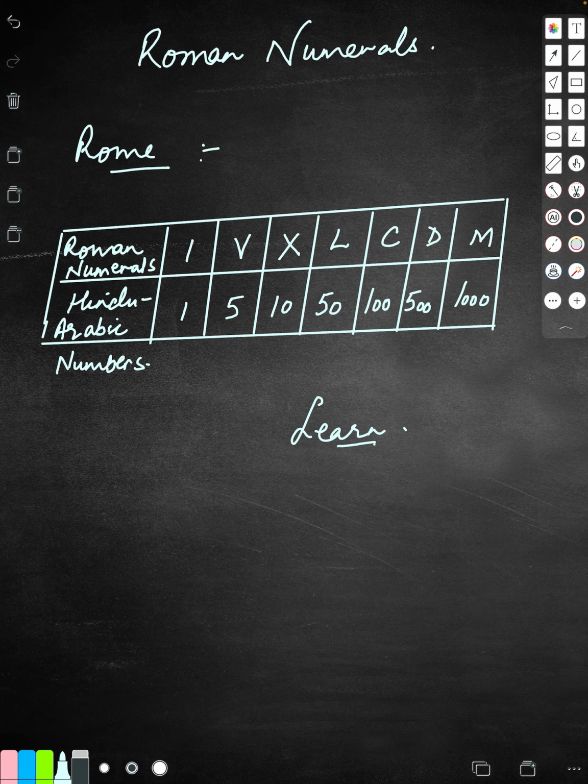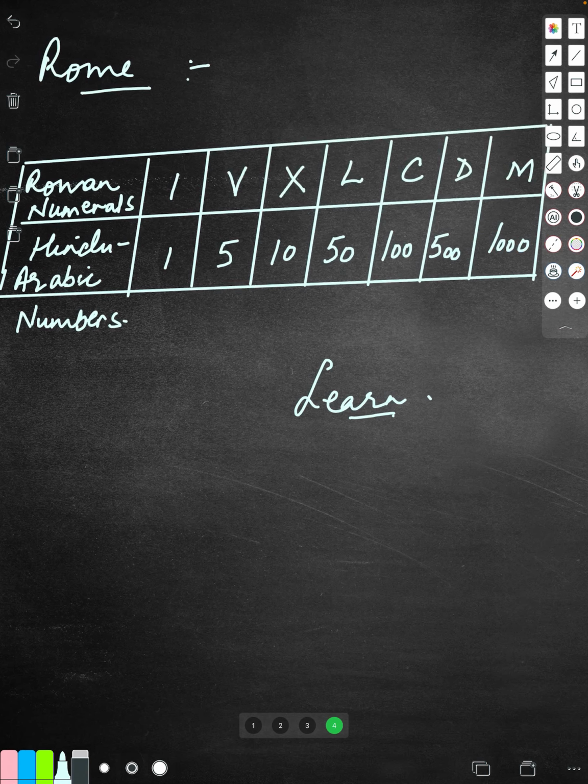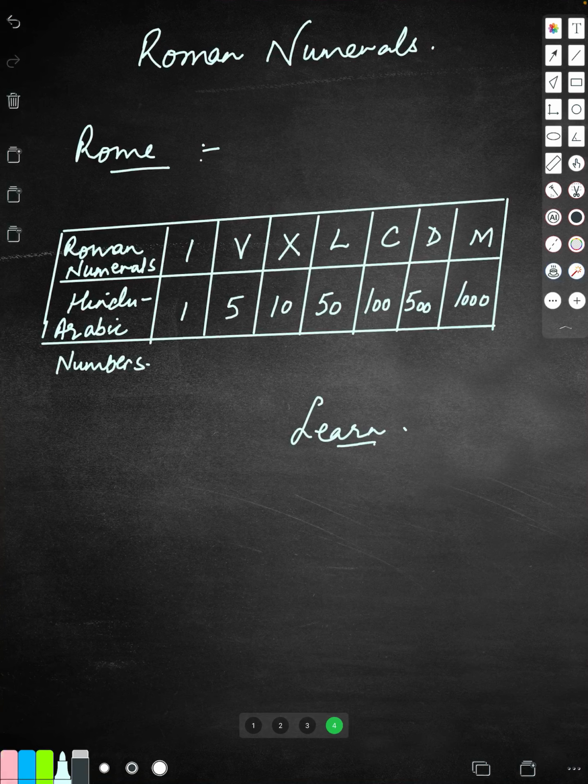Now, how to read the Roman numbers, or say how to convert the Roman numbers into Hindu-Arabic and vice versa, is what we are supposed to do in this exercise. Before explaining how to read them, I would also like to discuss that this system was not uniformly accepted all over because it had many defects. I hope you understand the meaning of the word defects.